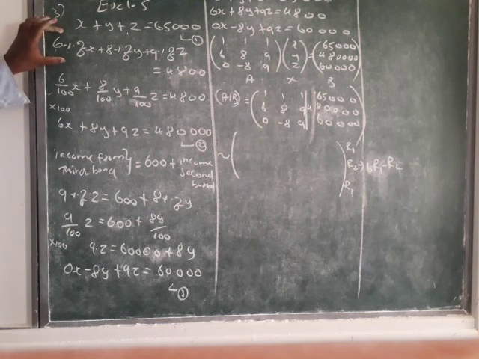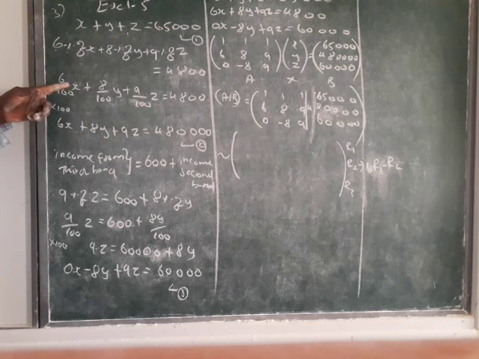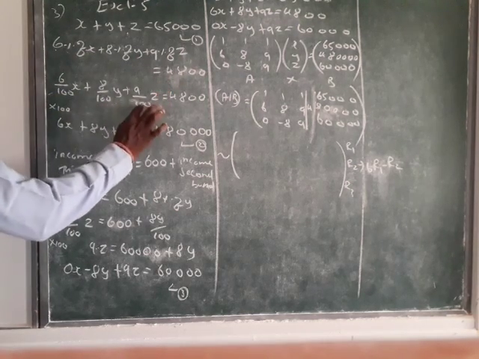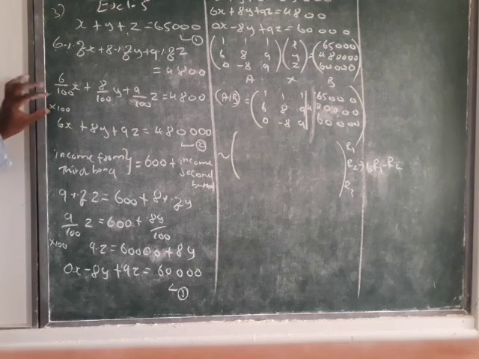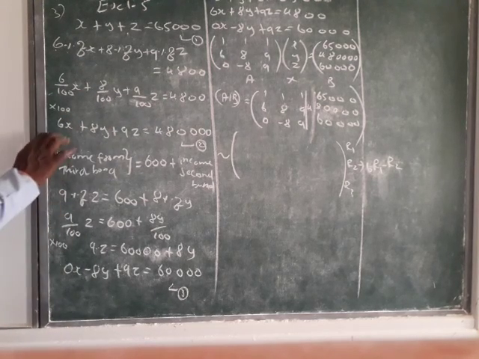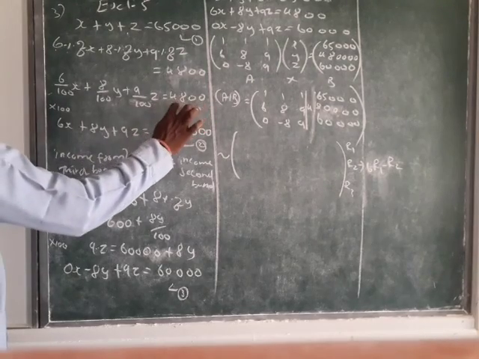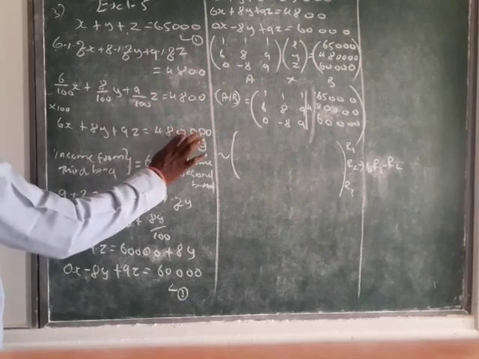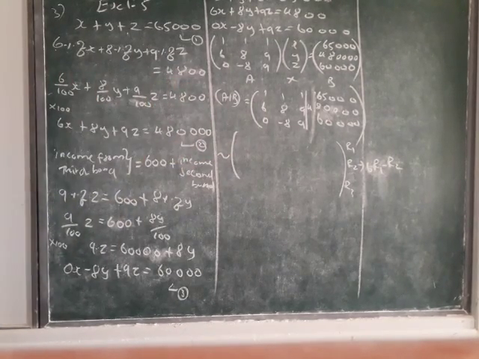Now the percentage: 6% of x converted into equation form. So 6% is 6 by 100, and 'of' becomes multiply. So 6 by 100 x, 8 by 100 y, 9 by 100 z, equal to 4,800. So multiply the entire equation by 100. So it becomes 6x, 8y, 9z. When you multiply by 100, 4,800 becomes 4,80,000. Multiply both LHS and RHS by 100.